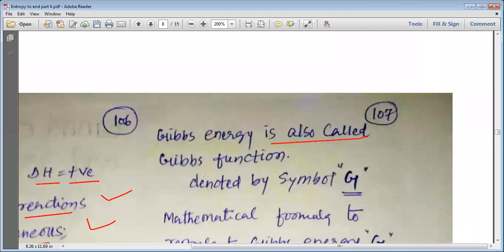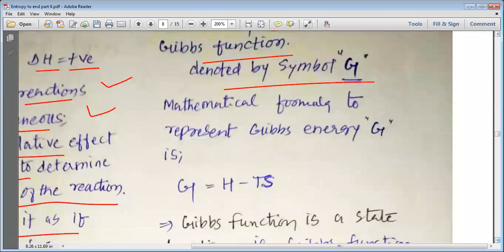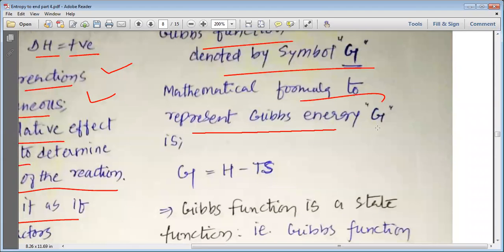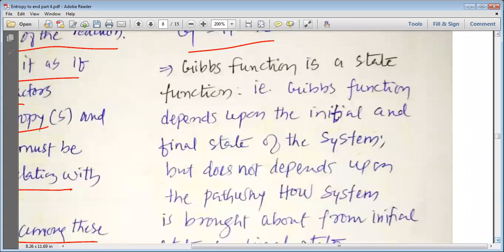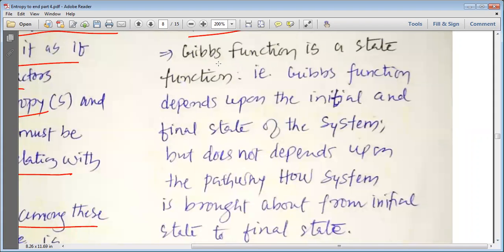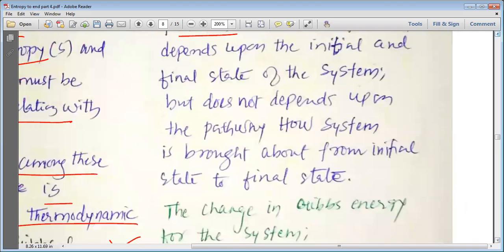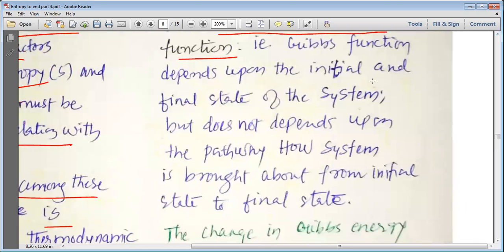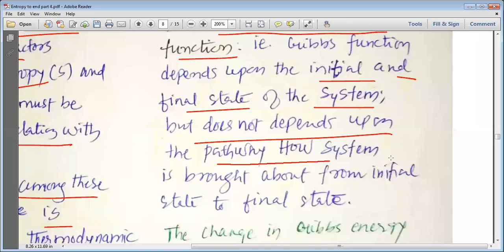Gibbs energy is also called Gibbs function. Gibbs energy is denoted by G. The mathematical formula to represent Gibbs energy is G is equal to H minus TS. Gibbs function is a state function. Please remember, it is a new thermodynamic function and it is a state function. What does it mean? It means that the Gibbs function depends upon the initial and the final state of the system, but does not depend upon the pathway by which the system is brought from the initial state to the final state.